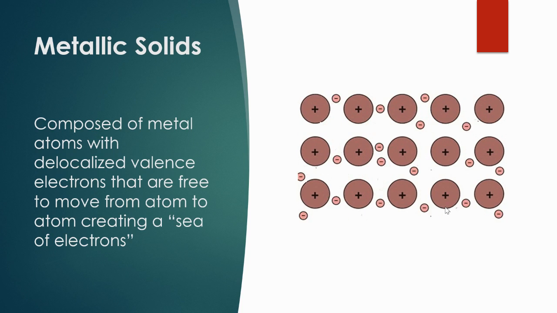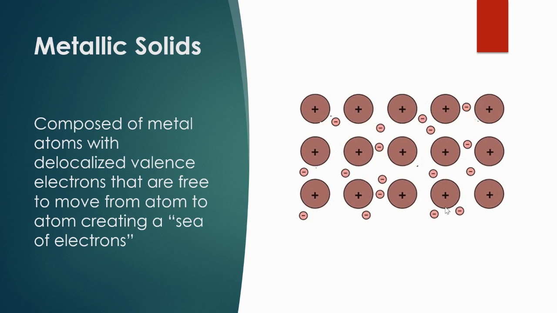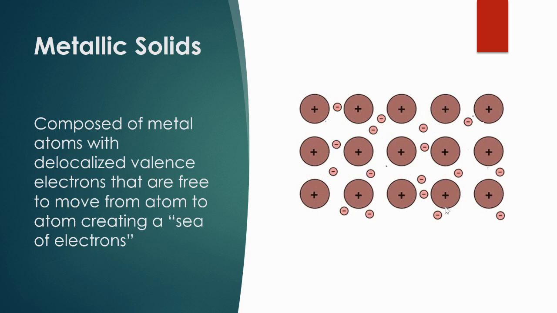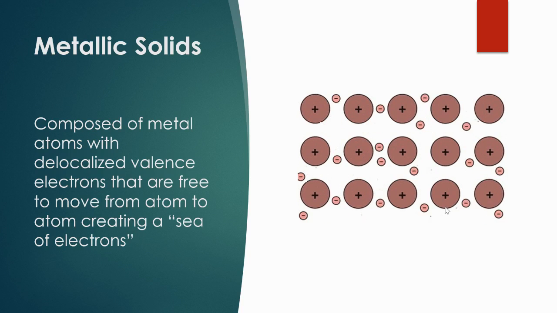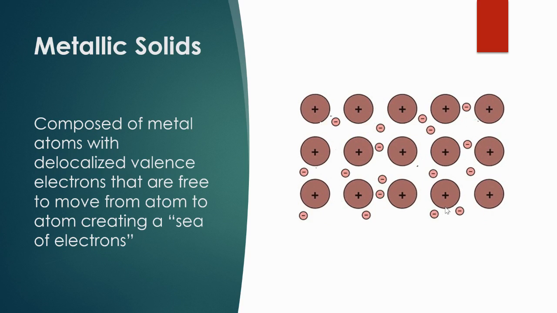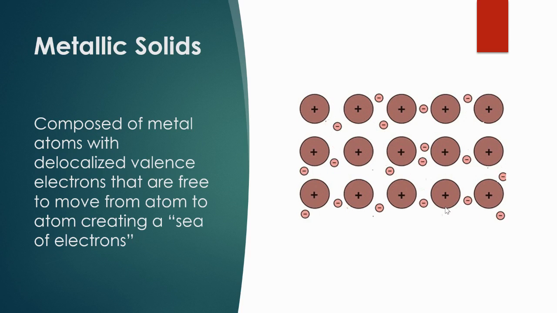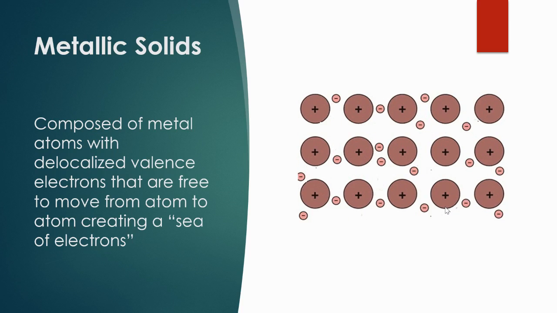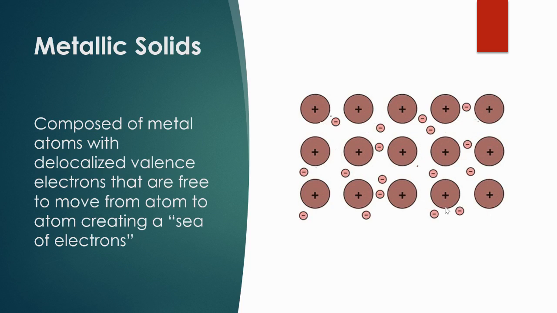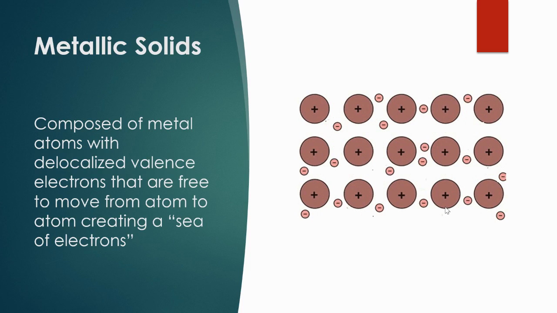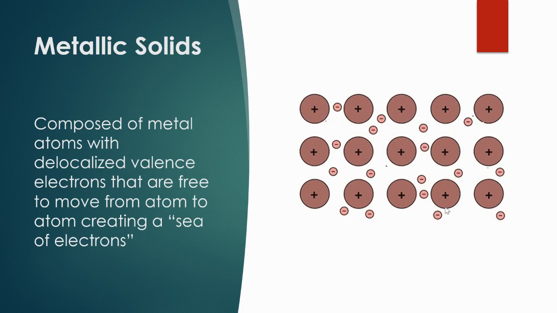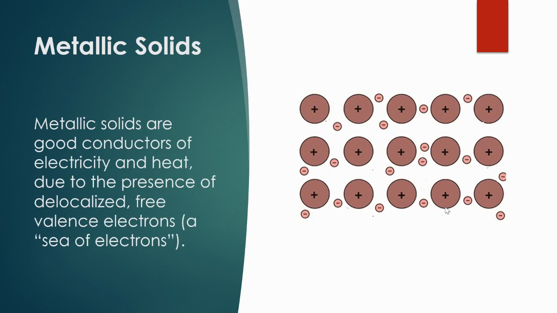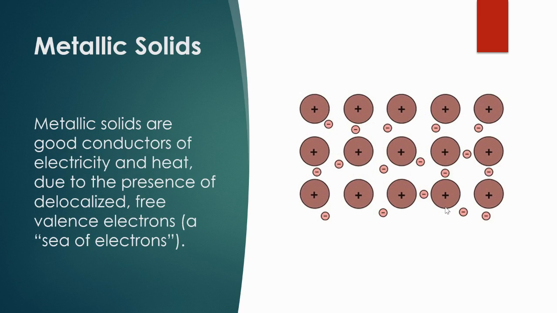Metallic solids are composed of atoms of metals which are attracted to each other through delocalized valence electrons. And what this means is the valence electrons on each of the metal atoms is free to move to the valence shells of every other metal atom. And so those electrons floating between all of the valence shells, between all of the metal atoms, is the metallic bond between all of the atoms. This is called a sea of electrons.